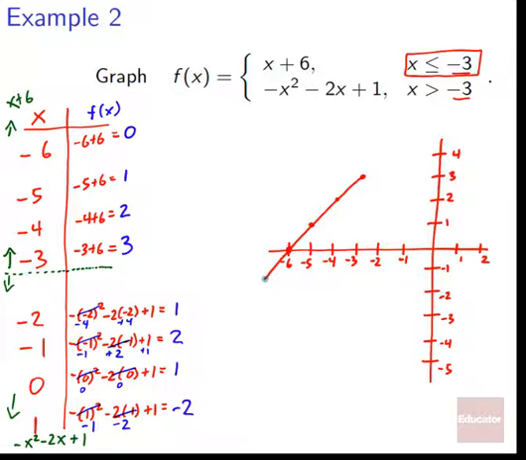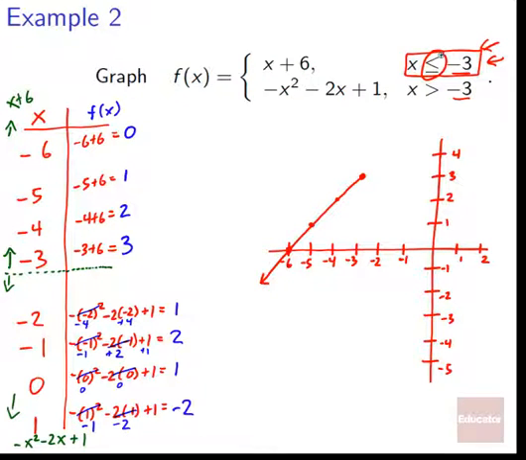Does the line keep going to the right, though? No, because it stops once x goes greater than negative 3. The rule only happens when x is less than or equal to negative 3, but it would keep going off to the left. So it stops right here, but it does include that point because of the less than or equal.